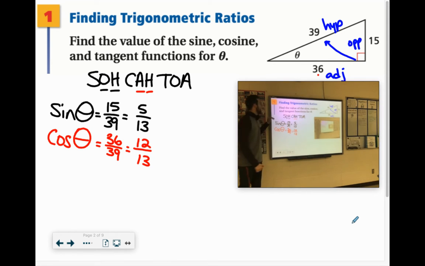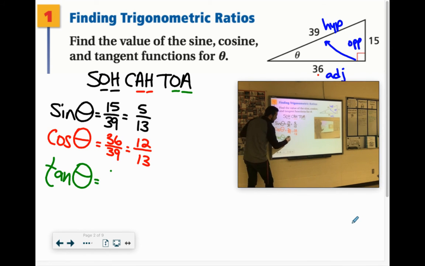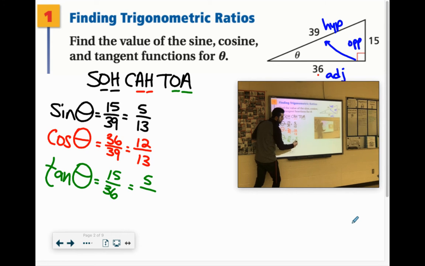The last one, tangent of theta, is the opposite side over the adjacent side. The opposite side was 15. The adjacent side is 36, both divisible by 3. 3 goes into 15 5 times, and into 36 12 times. So 5 over 12.